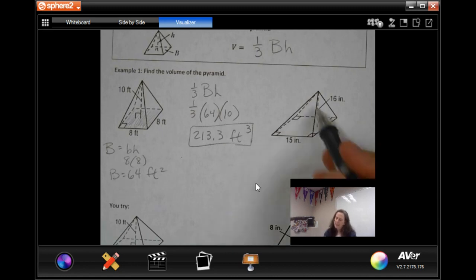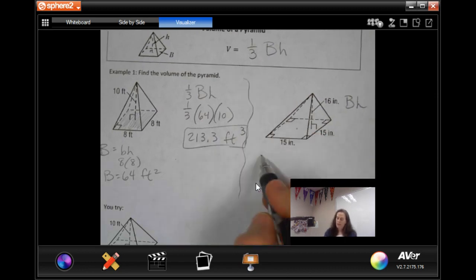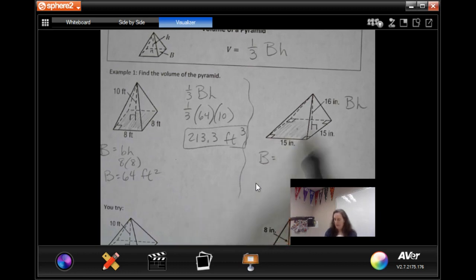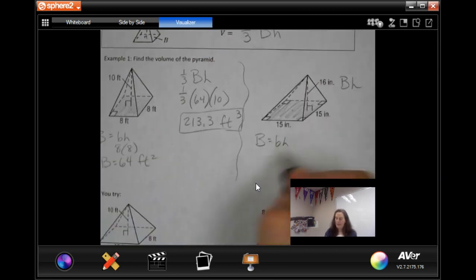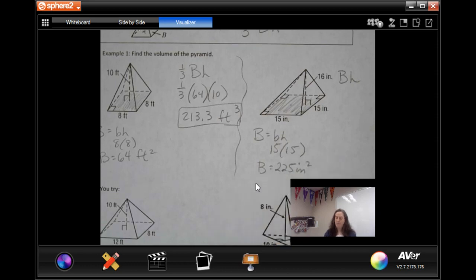This guy, now notice his height is not necessarily right in the center of the base, but it is perpendicular to the base. So that is the correct piece that we need. The area of the base times the height. Put a little squiggle here. What is the area of our base? Here's the base. It's this big square at the bottom. And it's square, right? So base times height, 15 times 15, which is 225 inches squared.